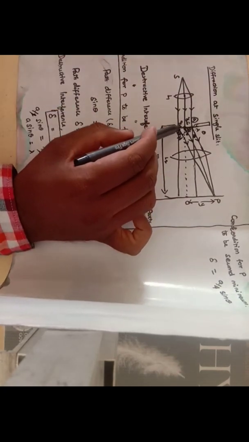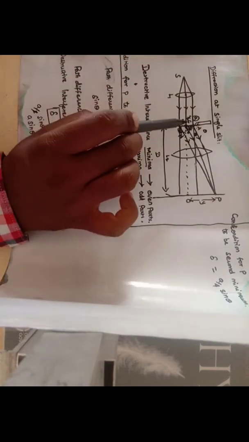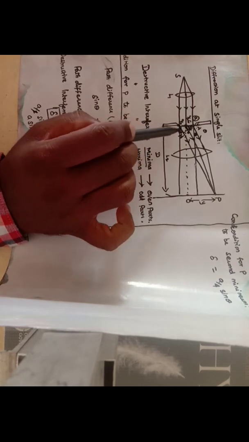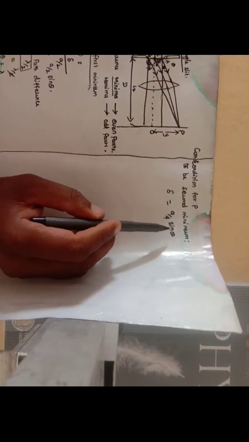For the first minima it has the value delta is equal to a divided by 2 sin theta, because here the slit a is divided into 2 parts. For the second minima it needs to be split into 4 parts. 4 parts means each one has the value a divided by 4. So you can calculate delta is equal to a divided by 4 sin theta.